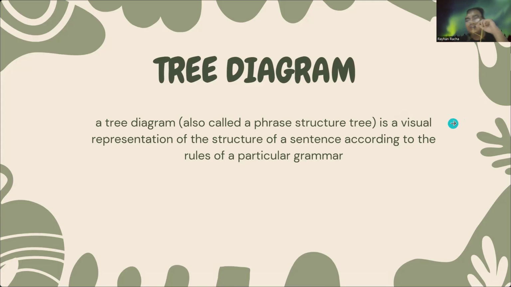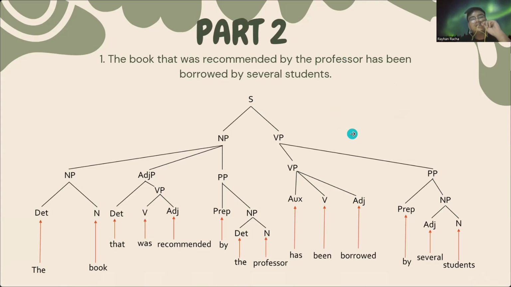So we move to the second part, which is to analyze a sentence and make a tree diagram for it. So let's go. This is part two. The first sentence is: "The book that was recommended by the professor has been borrowed by several students." The first one we have is S, which means sentence. And in this sentence, we divide it into a noun phrase and a verb phrase.